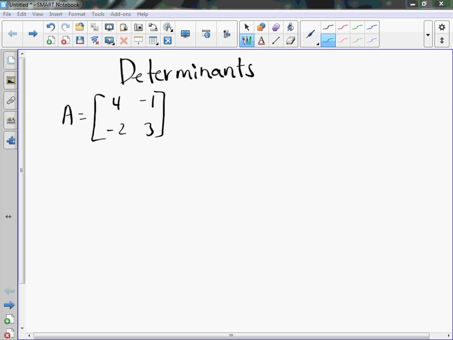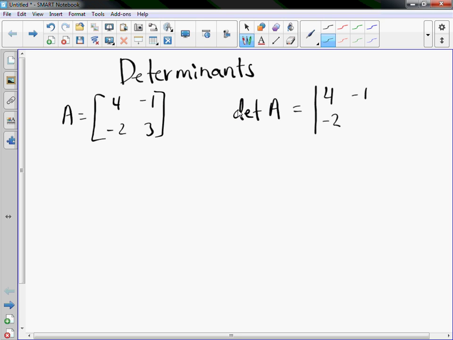First off, we could write the determinant of A. That's another way to write this. And that's actually equal to, we're going to write that down a little bit differently, kind of like absolute value brackets, but they're not absolute value brackets. We just use the straight bar instead of the square bracket on the outside of it, and that is supposed to tell us that it is the determinant.